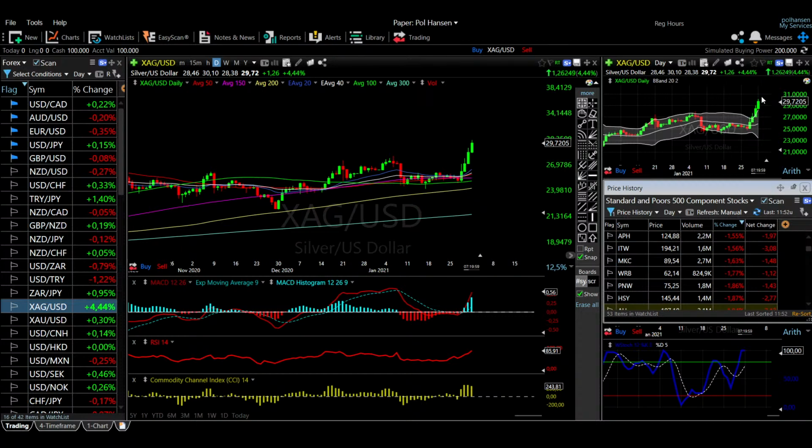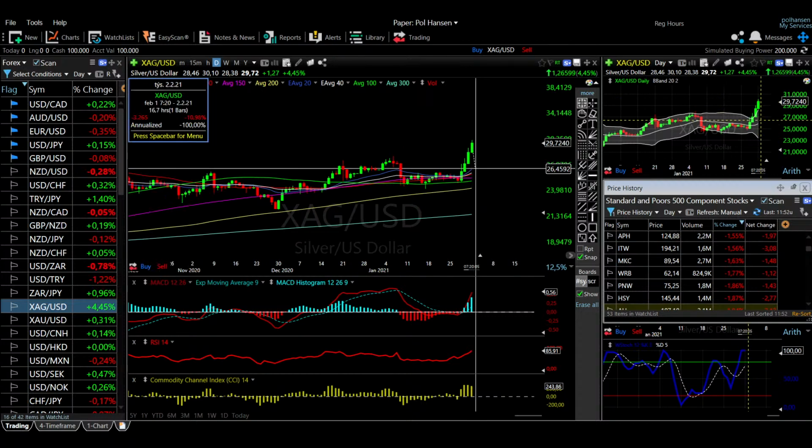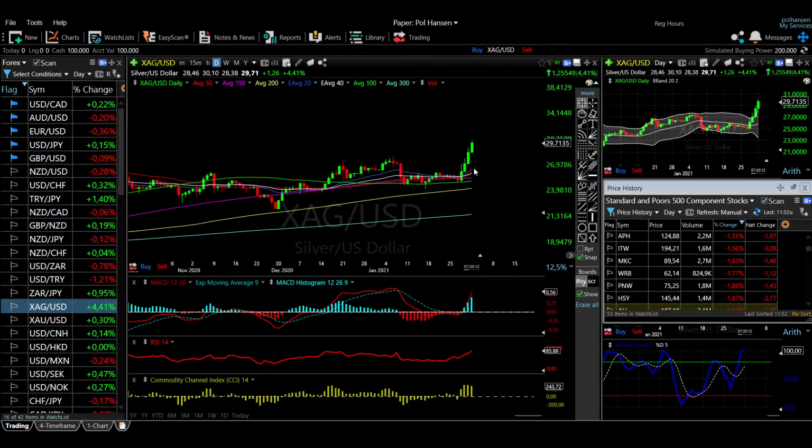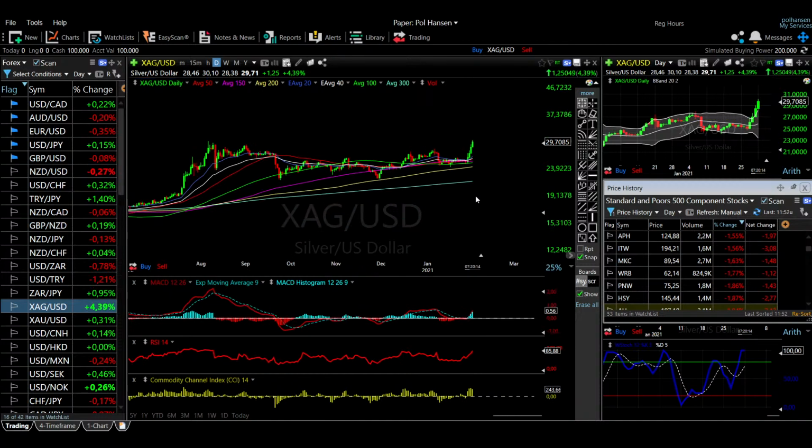The Bollinger Band is way outside here, so this is just a disaster waiting to happen. We could expect a pullback here towards the 20 exponential. That's roughly a drop of around 10.8%. That is what we're looking at at this current stage.